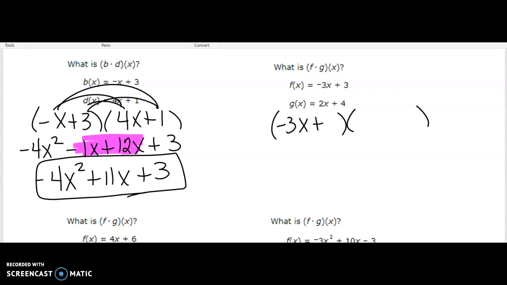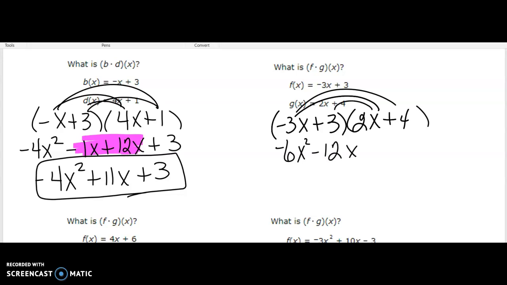Negative 3x plus 3, 2x plus 4. Negative 3x times 2x is negative 6x squared. Negative 3x times 4 is negative 12x. 3 times 2x is 6x. 3 times 4 is 12.